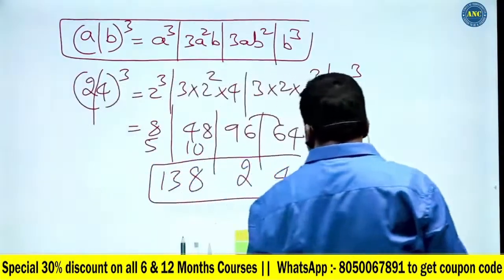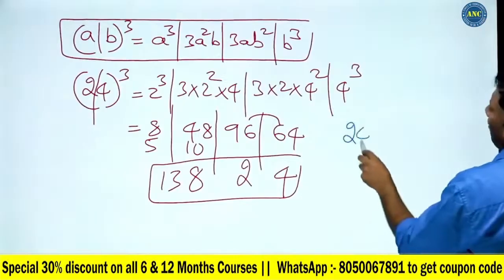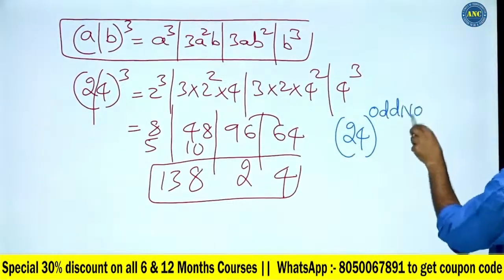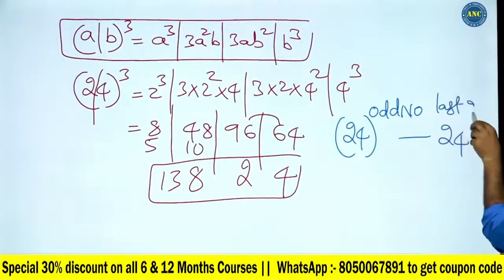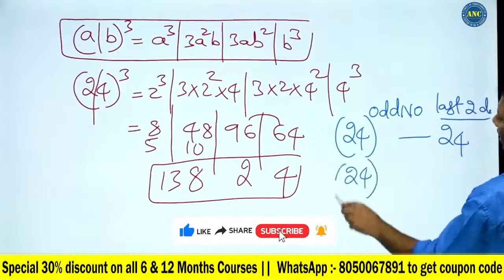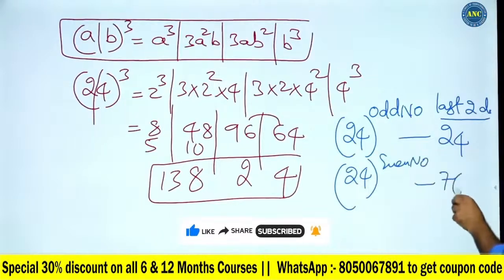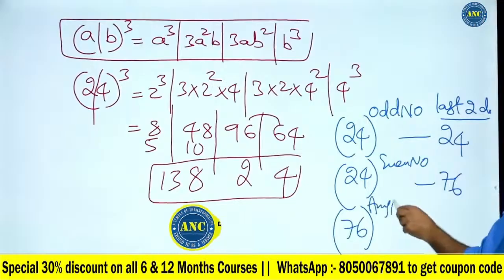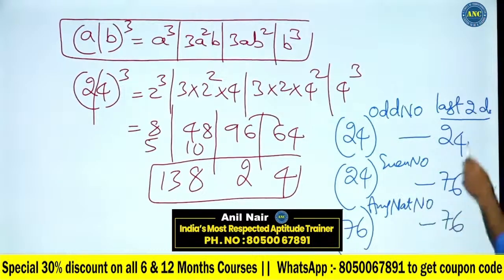What is a very important concept here, listen carefully, sir. 24 power odd number, last 2 digits is always 24. 24 power even number, last 2 digits is 76. 76 power any natural number, last 2 digits is 76.